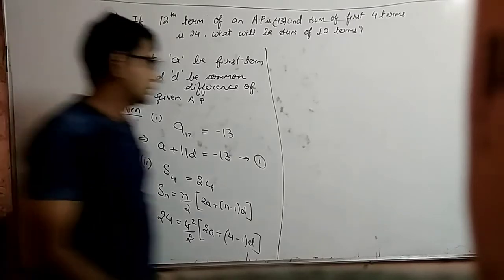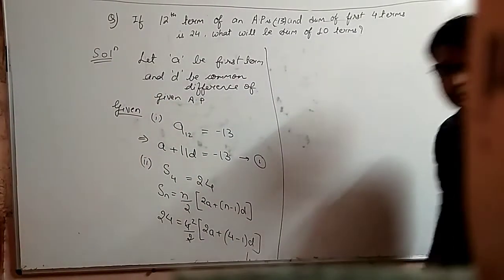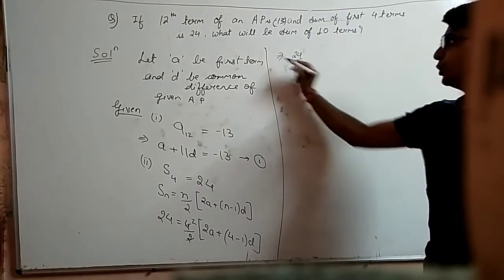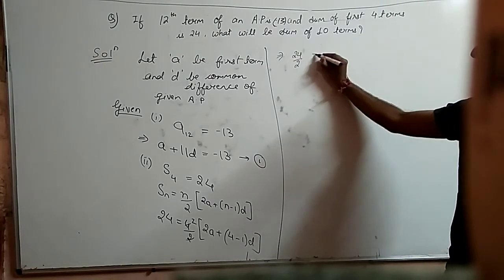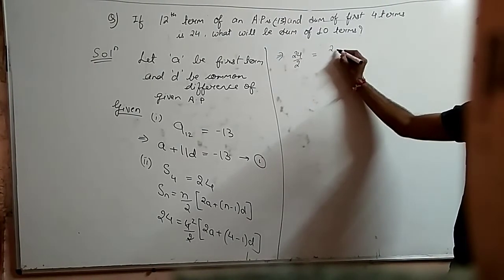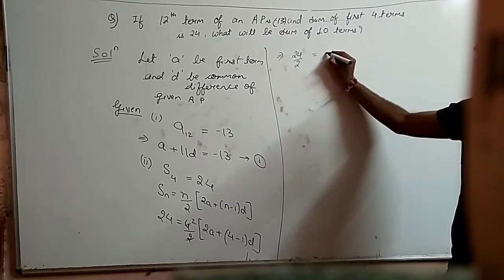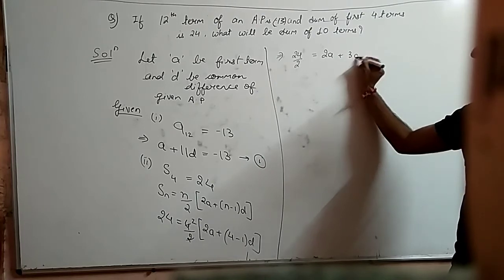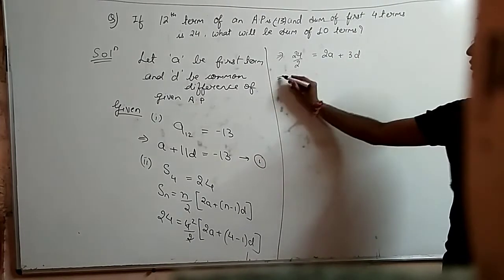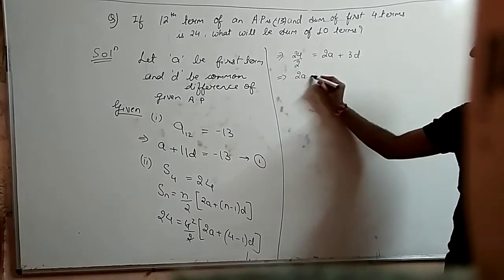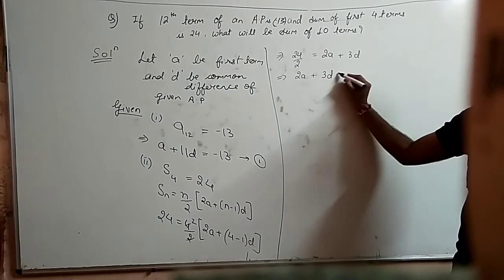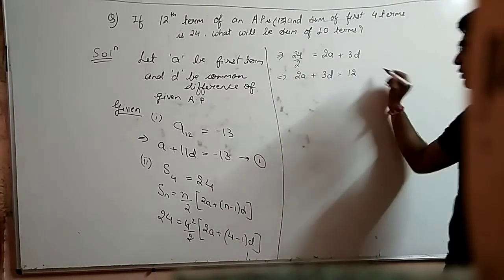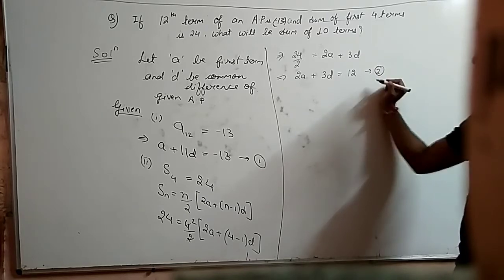So 4 by 2 is 2. Now see, this 2 when it goes there becomes divided. So 24 by 2 is equal to 2a and 4 minus 1 is 3, so 3d. So the equation that I get is 2a plus 3d is equal to 12. 24 by 2 is 12. So let this be equation second.